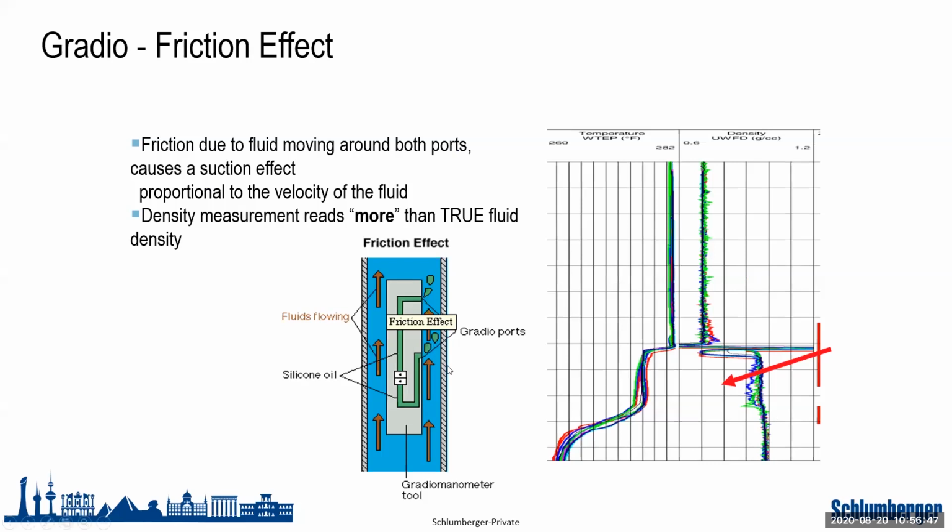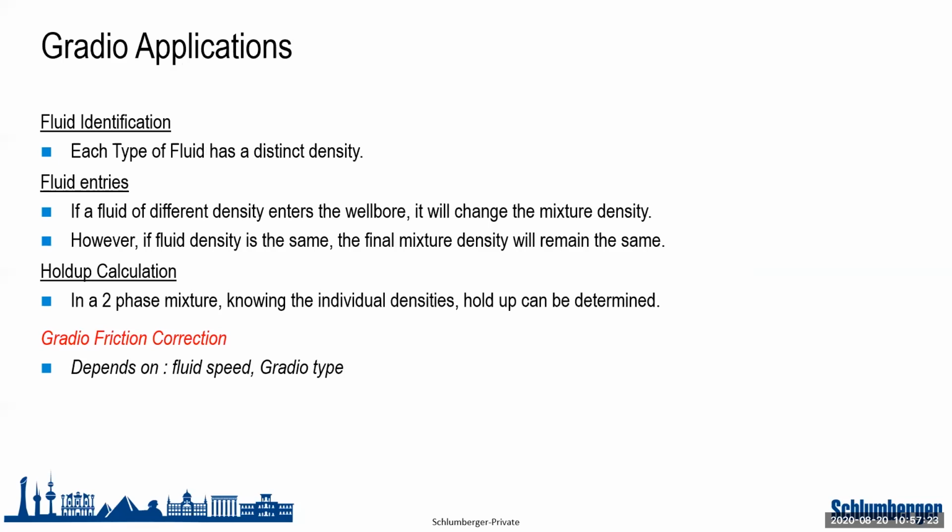Then you might have the friction effect, which is basically caused by a suction due to the fluids moving across your tool, okay? In this case, due to friction, your density is going to read slightly more than the true density of the fluid. But some of these effects you can correct for, because your tool contains something called an accelerometer. Some of these effects can be corrected by the accelerometer, and some others can be corrected by correlations, yeah?